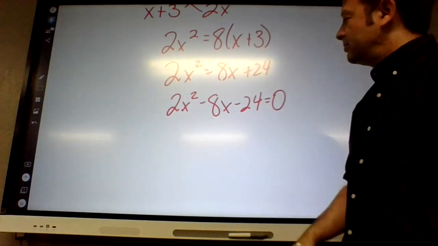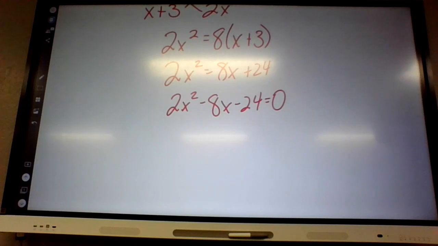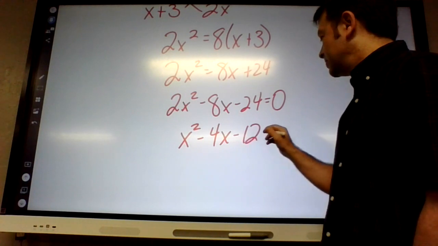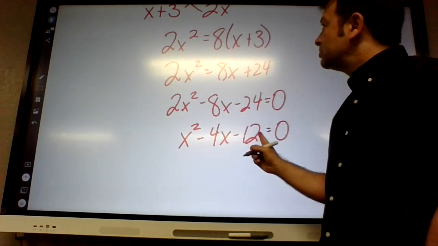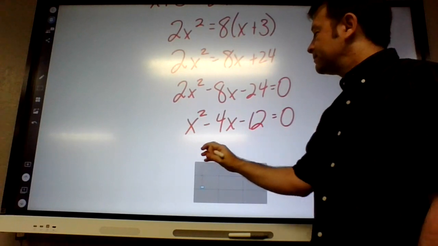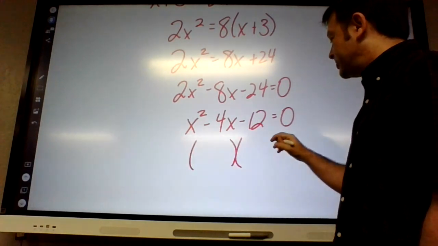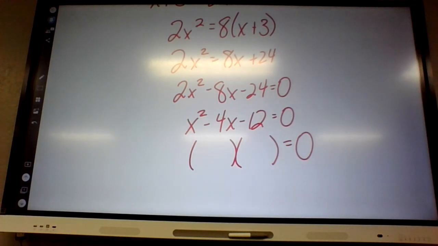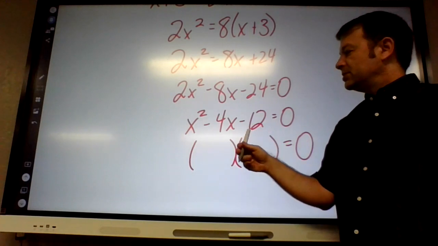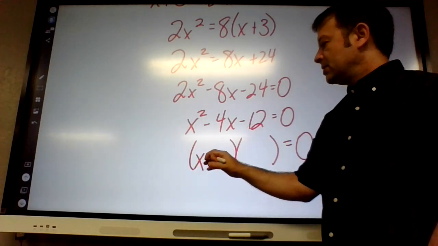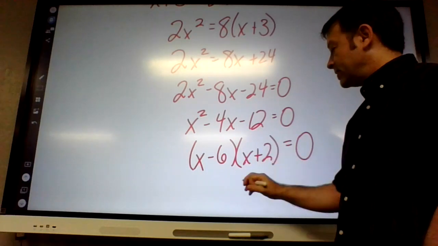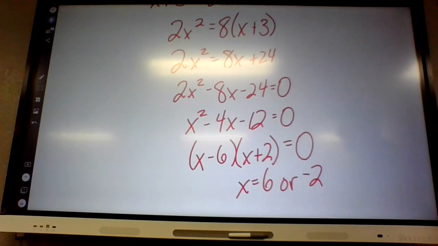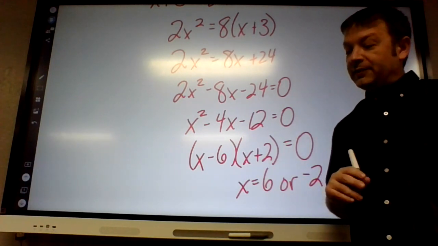All right, what would be a good first step on this one? Divide by 2. That'll make our numbers smaller and easier to factor. What multiplies into negative 12 that adds up to negative 4? 6 and 2, so it needs to be negative 6 plus 2, so x could either equal 6 or negative 2. Does negative 2 make sense?